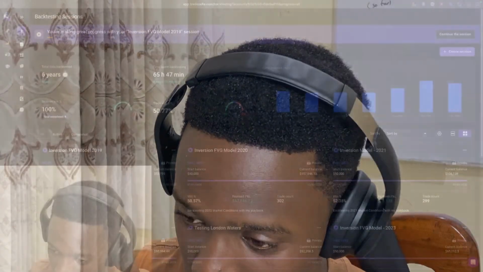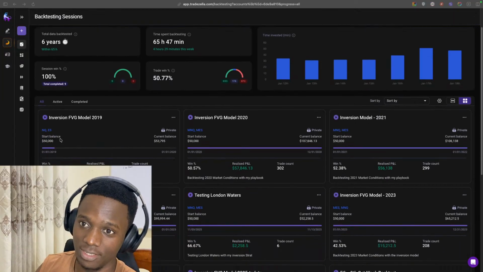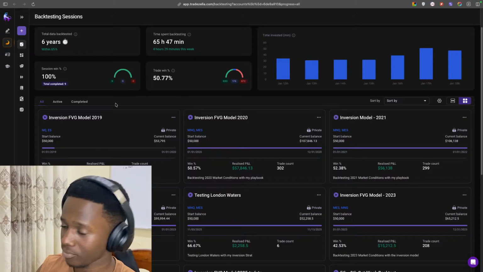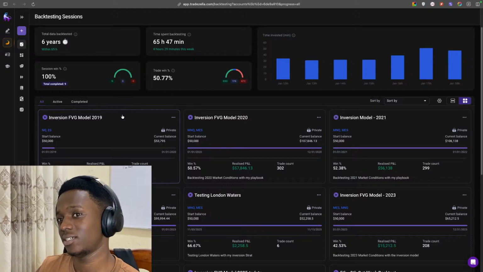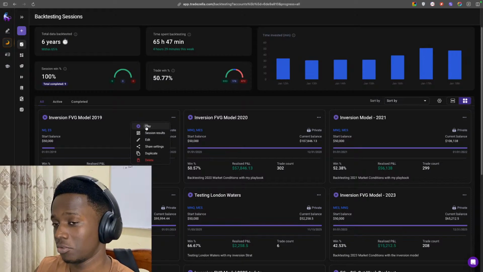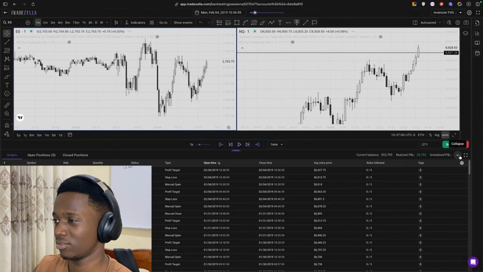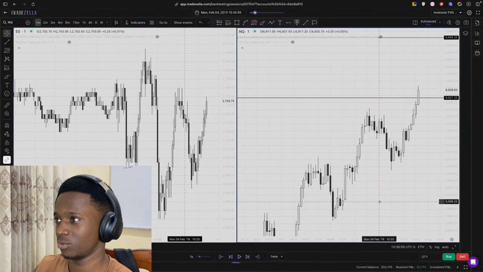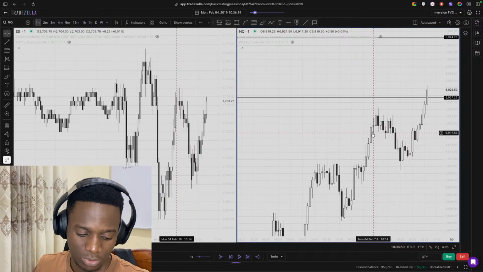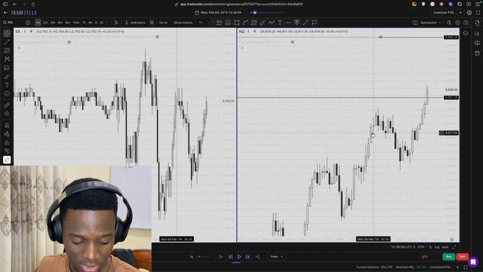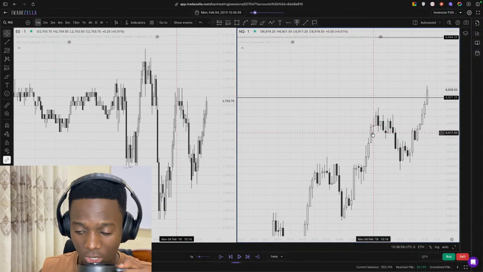As we've been doing this week, we are going to backtest this model here, the inversion FVG model. It's the one we trade in 2019 data, trading the New York AM session. Later, I actually think I might test out London and Asia and see which one I might trade if I am to trade another session. So let's get our coffee prepared and get going.